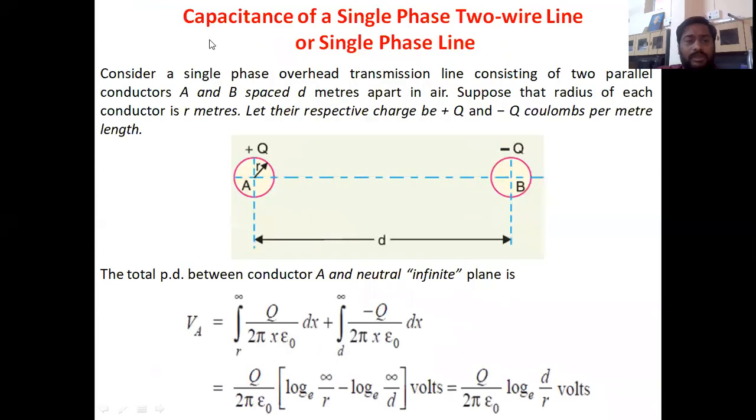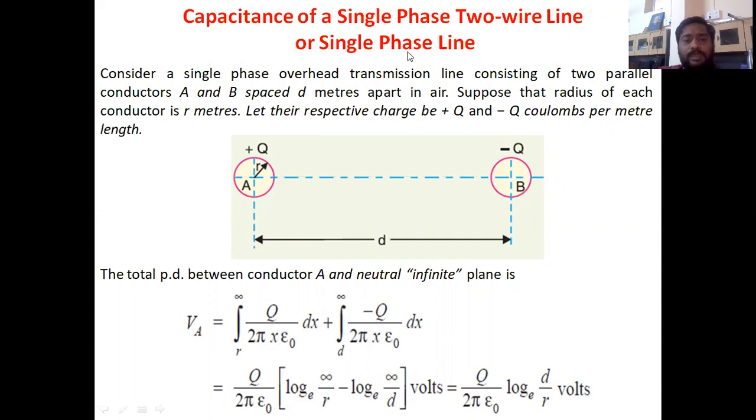Now, the first derivation, very important from the exam point of view and also from the numerical point of view: capacitance of a single phase 2-wire line, or single phase line. Consider a single phase overhead transmission line consisting of two parallel conductors, conductor A and conductor B, spaced d meter apart in air. Suppose the radius of each conductor is r meter. Let their respective charges be positive q and negative q coulomb per meter per line.